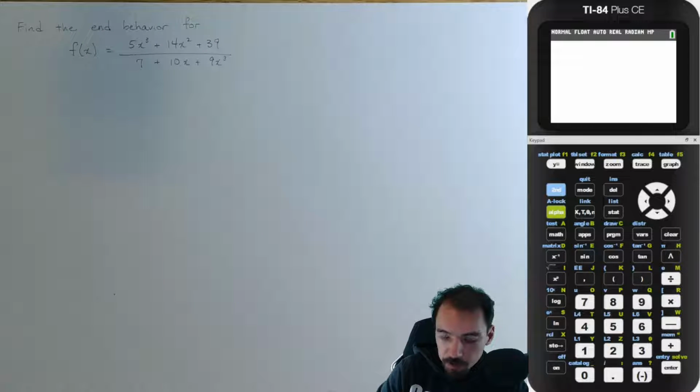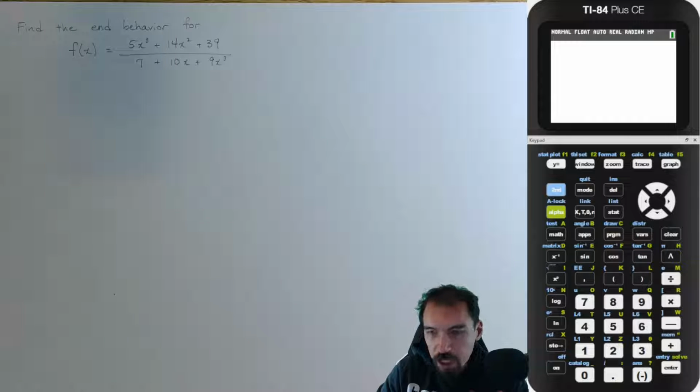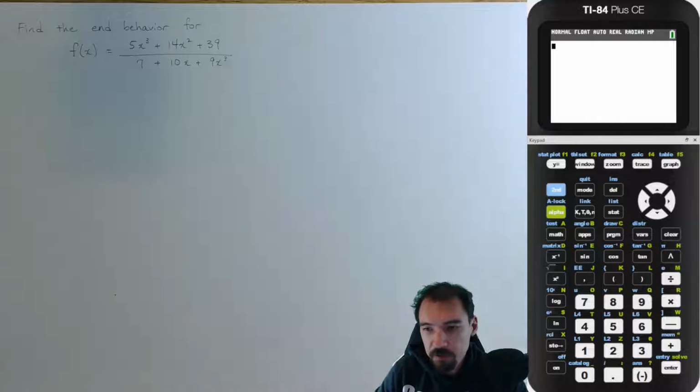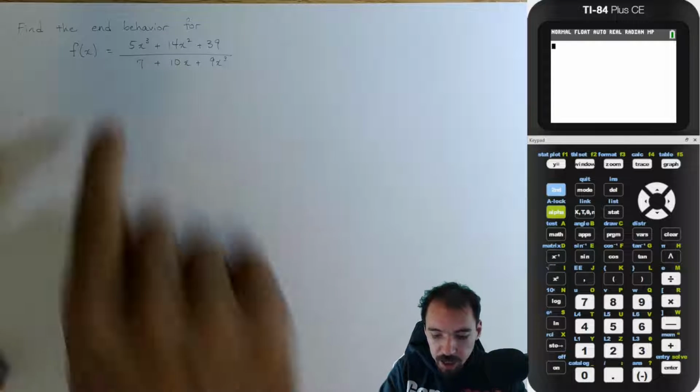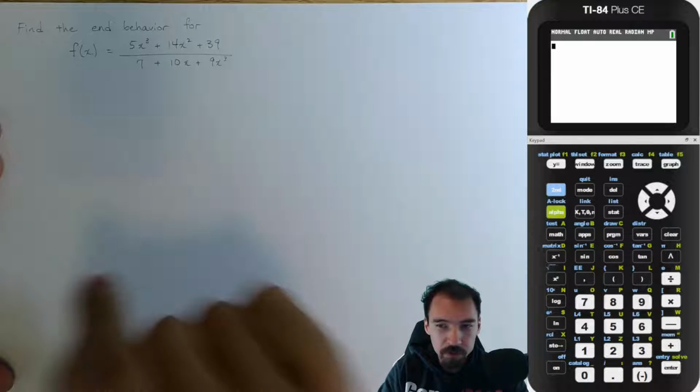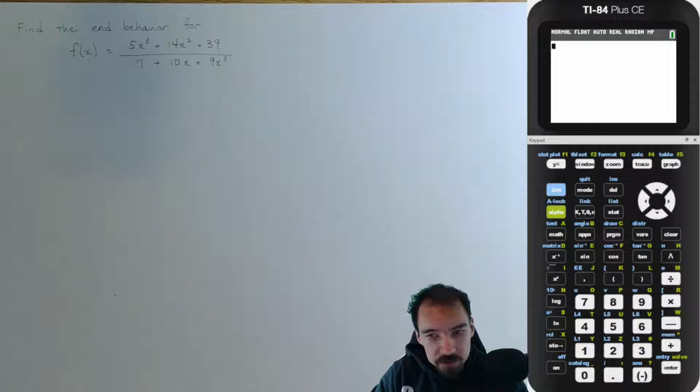Hey friends, welcome back. We've got this problem. We want to find the end behavior for this function. So the phrase end behavior refers to what happens as the x value becomes very large or very negative. So sort of in the context of a graph, right? Let's take a look here.